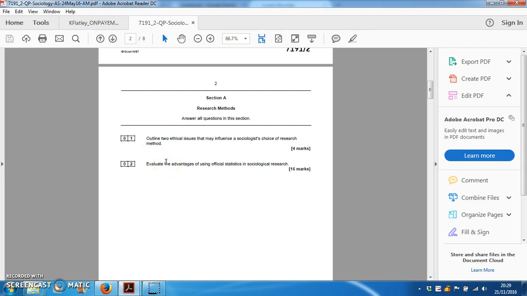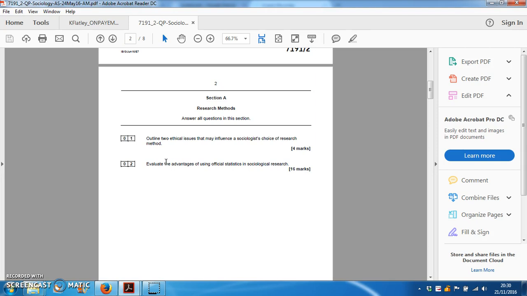So that might mean possible advantages, but also that might lead to possible problems of using official statistics. And what they did recommend was that when you did give these advantages, you could lead to a disadvantage as you go along, so evaluation is consistent throughout the answer.